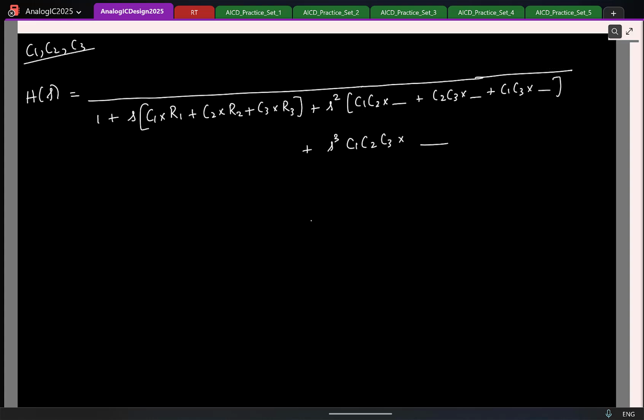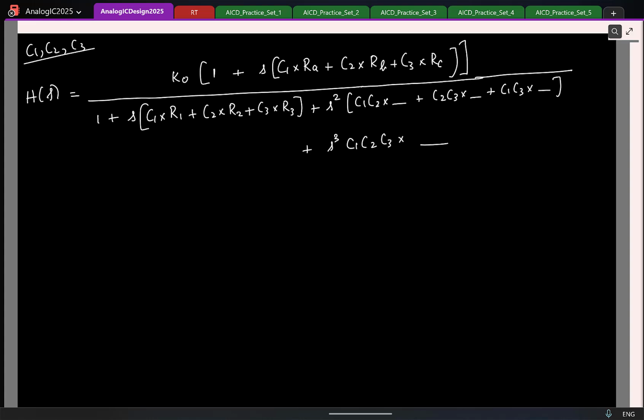Let's write the numerator. Let us say numerator I have a constant term some k naught times, let us say I have 1 0. So which means in addition to the constant term, what will I have in the numerator? One S term. So once again the S term will come due to the capacitor. So let us say this is some C1 times some RA, C2 times some RB, C3 times some RC. This is how the transfer function polynomial will look like.